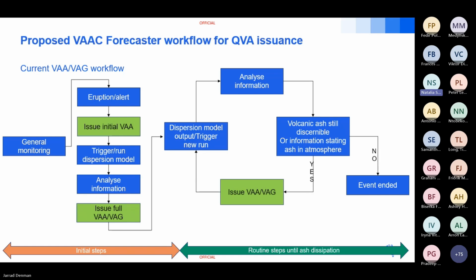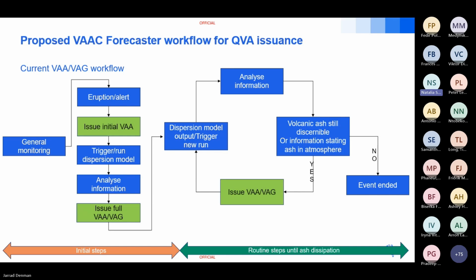You'll then exit the initial stages and go on to the routine process for issuing the volcanic ash advisory. So potentially triggering a new dispersion model run or comparing and looking at your output from your previous run, and then continuing to analyze information, making sure you've got everything correct. You get to the point in the chain where the forecaster would look at it and ask, is the ash still discernible on satellite imagery? Or do you have credible information stating that there's still ash in the atmosphere?